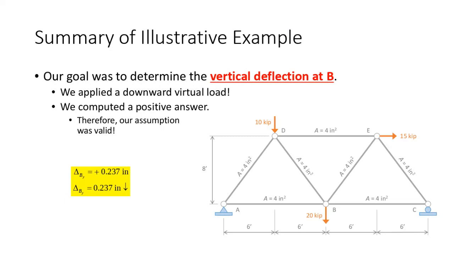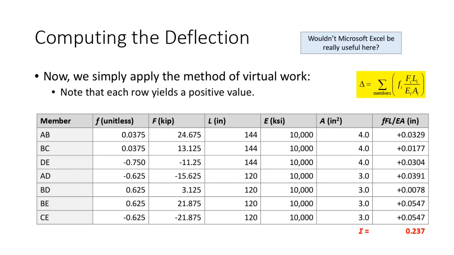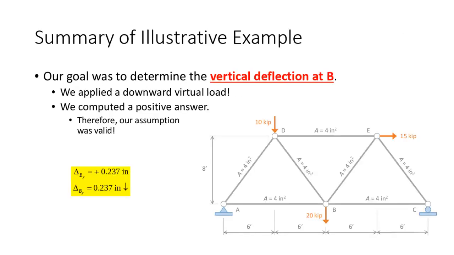And so the summary of the example: we have our structure, we determine the real forces, we determine the virtual forces, we computed all this out. We applied a downward virtual load, and by assuming it was downward, when we got a positive answer, that means in fact it is deflecting downward. And the sum of all of these values, if you see here at the bottom of the table, was 0.237. So what does that mean? The deflection at point B is 0.237 inches going downward. And that is how we compute deflections in structures.